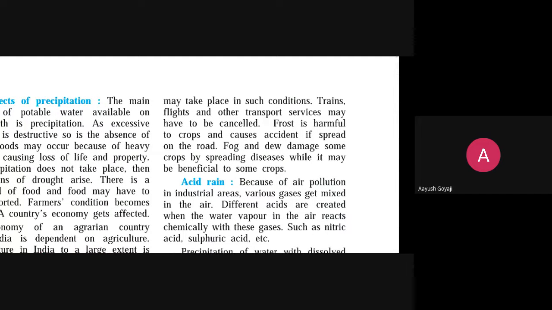यामुळे काय होऊ शकतं, ऍक्सिडेंट्स होऊ शकतात कारण समोरच्या गाडी चालवणाऱ्याला किंवा who is driving a vehicle, a ship or an airplane, we can say, who is flying an airplane, they will not get the proper view. Okay, and accidents may happen. Trains, flights and other transport services may be controlled, cancelled. Okay, frost is harmful to crops and causes accidents if spread on the road.